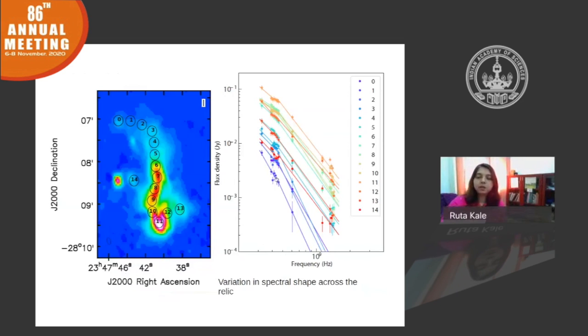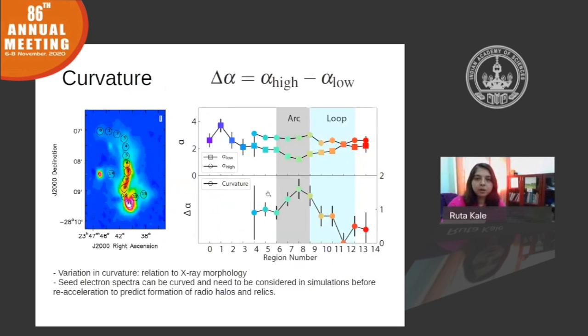So we see that the seed relativistic electrons actually have a wide variety of spectral shapes, and a single power law-like behavior is not observed, but we see a variety in the spectra. So basically, we could measure the curvature, and this curvature implies that the spectra can evolve in many different ways as they interact with the surrounding thermal plasma, and these need to be accounted for in simulations in order to make realistic predictions about how the relativistic electrons in the radio halos originate.